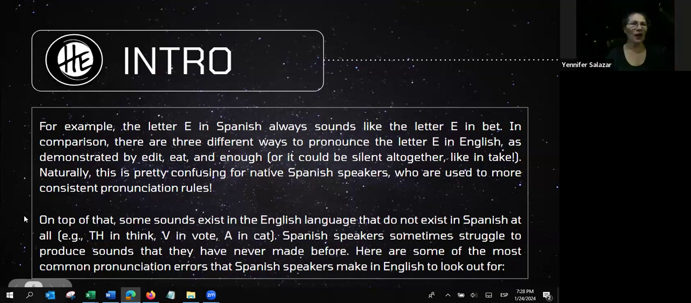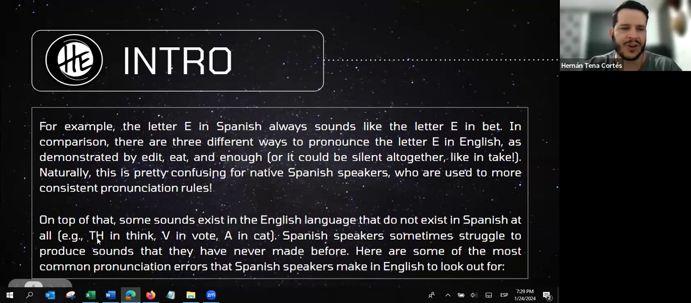Of course. On the top of that, some sounds exist in the English language that do not exist in Spanish at all. E.g., three, I think B, on both, and 8 and cat. Spanish speakers sometimes struggle to produce sounds that they have never made before. Here are some of the most common pronunciation errors that Spanish speakers make in English to look out for.